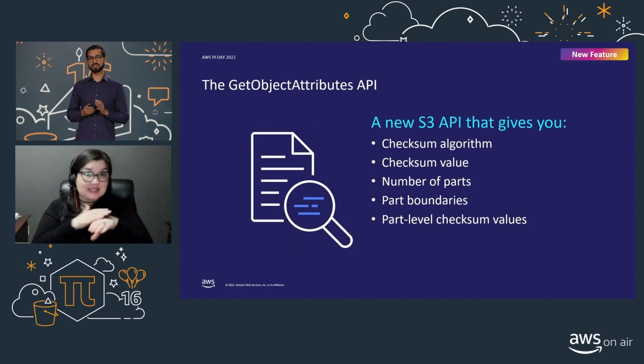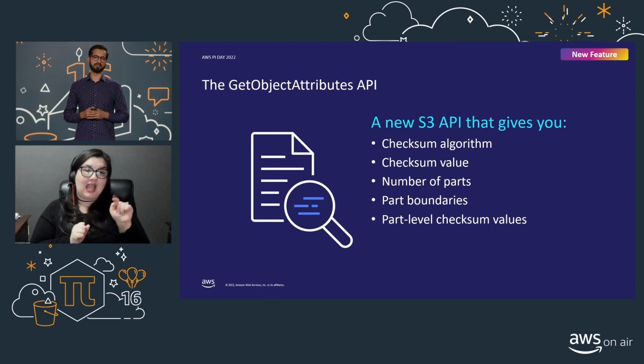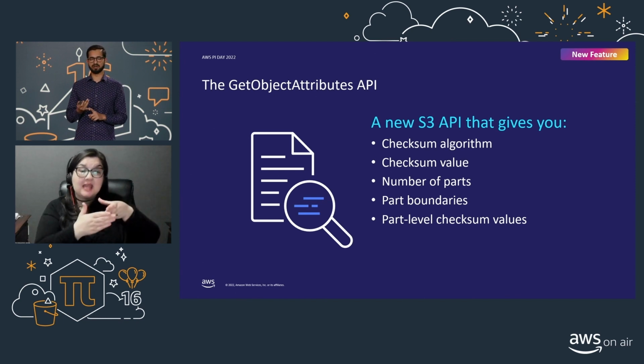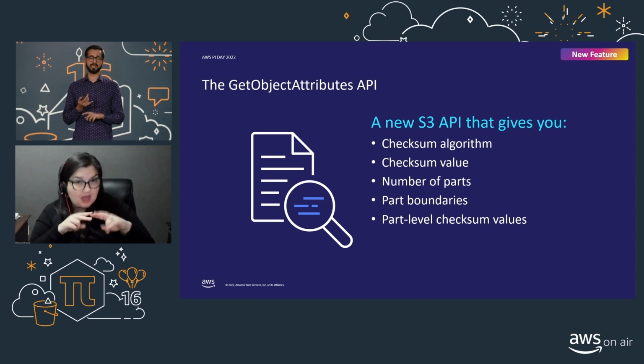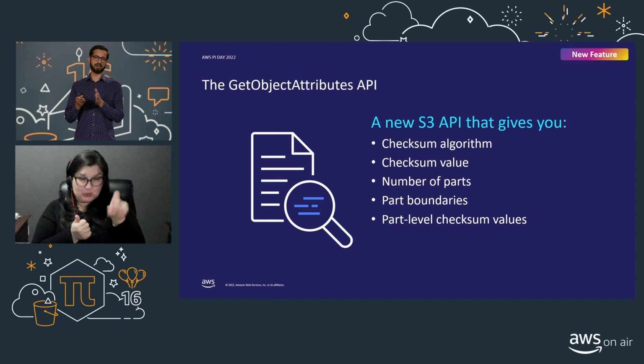So to help you to completely parallelize checksum operations, we are launching a new API called GetObjectAttributes, which will provide part-level metadata and checksums. When you call this API against an object in S3, it will give you checksum algorithm, checksum value, part-level checksum values, part boundaries, number of parts, all the information you need to go run integrity checks on a large object in parallel down to the part level.